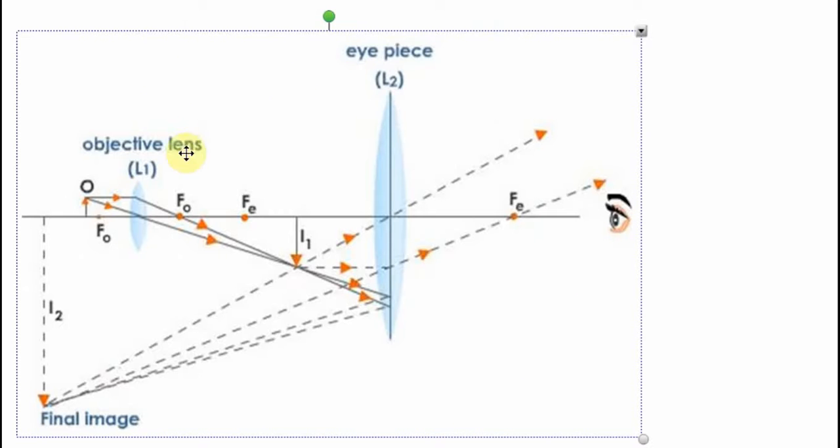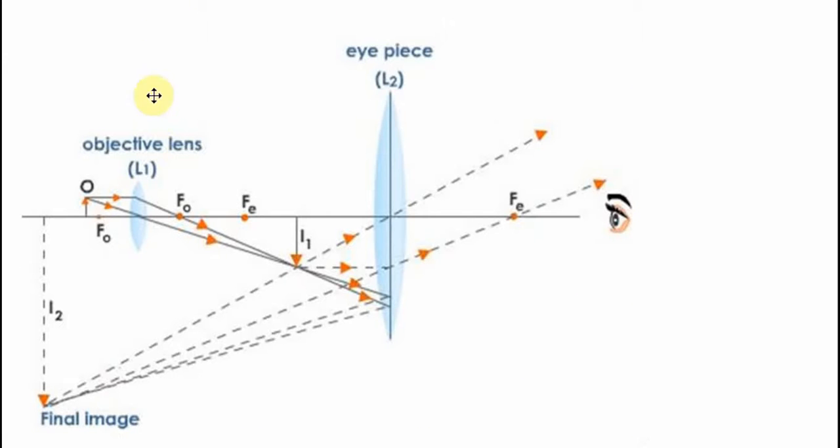Okay, and so you'll notice that we are again going to have two lenses. We're going to have an objective lens. This time our objective lens has a very short focal length, and then we have an eyepiece lens that has a longer focal length. We're going to again do angular magnification here.